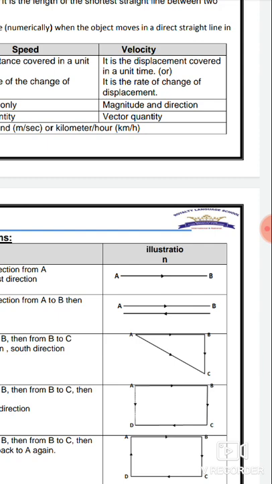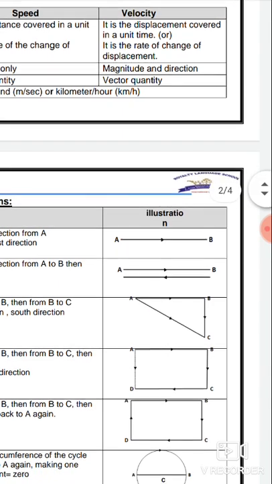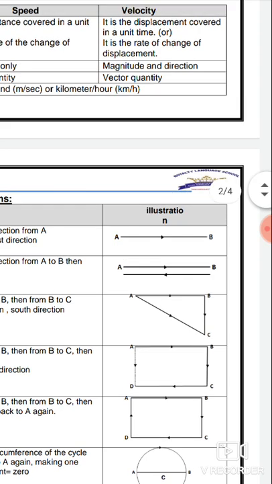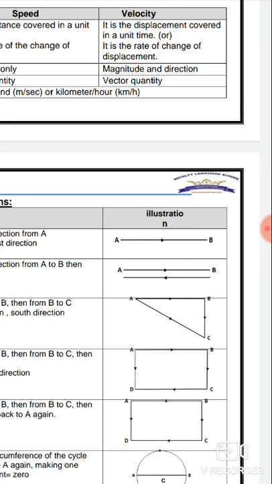Case number two: if the object starts to move from A to B, then the object returns back again to A. So the distance equals AB, while the displacement equals 0, because the object returns back again to the starting point. In the third case, the object moves from A to B to C. Distance equals AB plus BC, while displacement equals AC in the southeast direction.